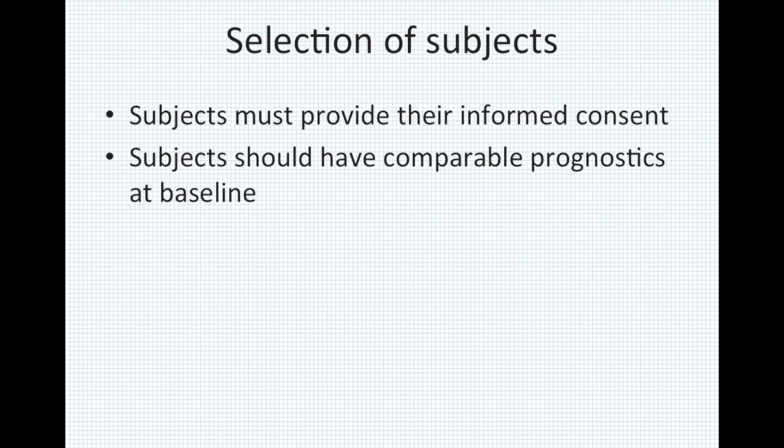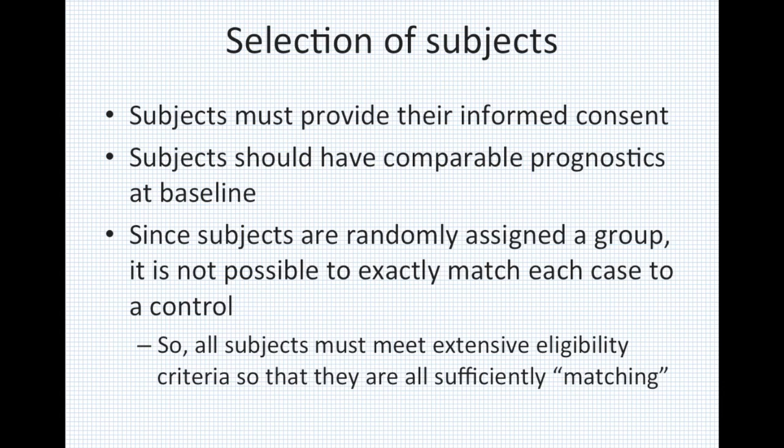When selecting subjects, it is important to first obtain their informed consent. Next, subjects should all have relatively comparable prognostics at baseline, meaning they should be on a relatively level playing field. Subjects are randomly assigned a treatment group, so it's not possible to exactly match each case to a control as we can do in a case control study. To solve this problem, all subjects must meet extensive eligibility criteria so that they are all sufficiently matching.